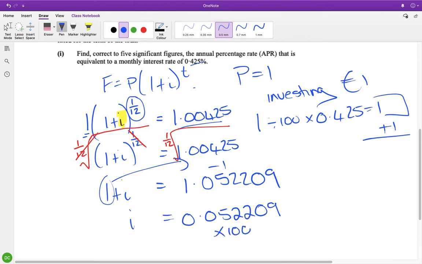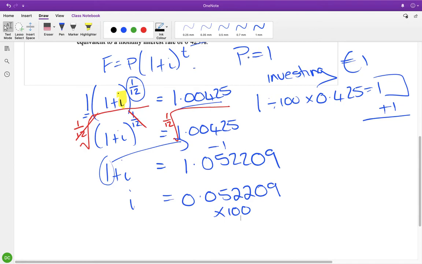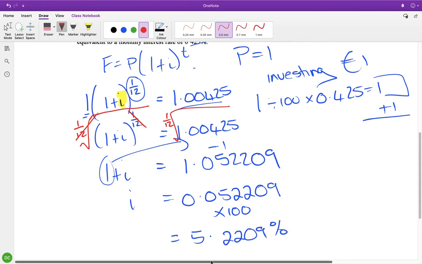That's your I, which is your percentage, but it's written as a decimal. So if you want it as a percentage, which I think they do, correct to 5 significant figures, the annual percentage rate. So we need to get it as a percentage. You multiply it by 100 and you get 5.2209%. And that's 5 significant figures because it's 1, 2, 3, 4, 5.